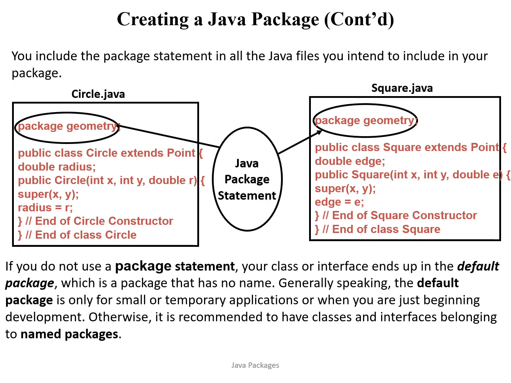You include the package statement in all the Java files you intend to include in your package. So here in circle.java, we have package geometry. In square.java, we have package geometry. If you do not use a package statement, your class or interface ends up in the default package, which is a package that has no name. Generally speaking, the default package is only for small or temporary applications, when you are just beginning development. Otherwise it is recommended to have a class or interface belonging to a named package.